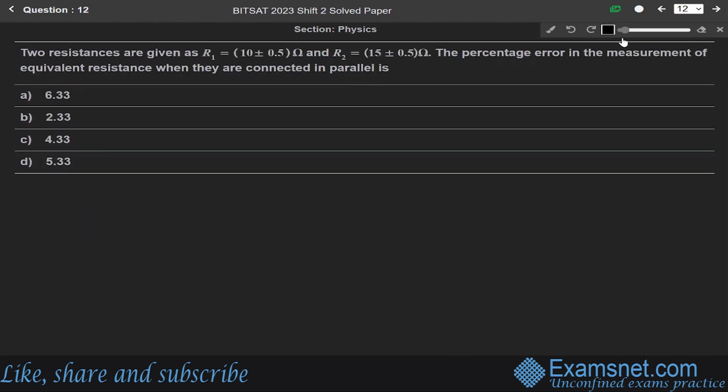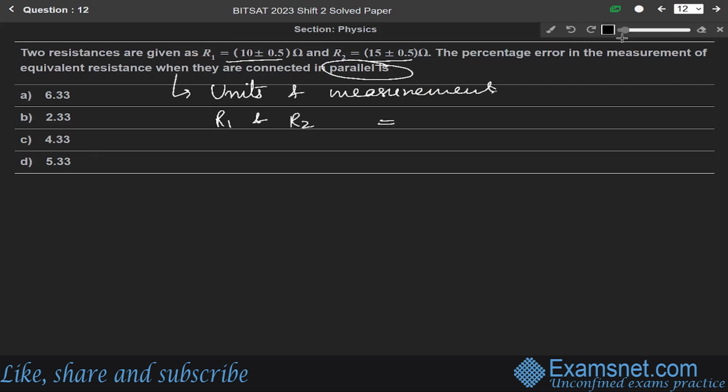Now next question 12. Two resistances are given as R1 equals this and R2 equals this. The percentage error in the measurement of equivalent resistance when they are connected in parallel. This question is from the chapter of units and measurements. Whenever two resistors, let us say R1 and R2, are connected in parallel combination, we know that 1 over R equivalent equals 1 over R1 plus 1 over R2. So R equivalent equals R1 into R2 over R1 plus R2.